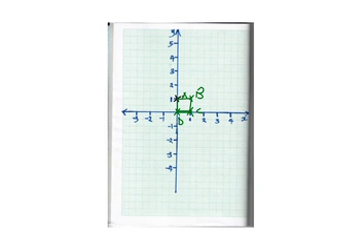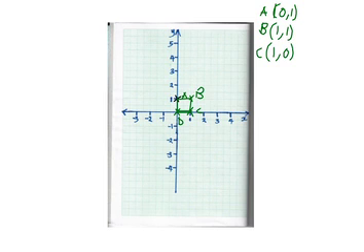So we have our object coordinates A, which is 0, 1, B, which is 1, 1, C, which is 1, 0, D, which is 0, 0 or the origin.